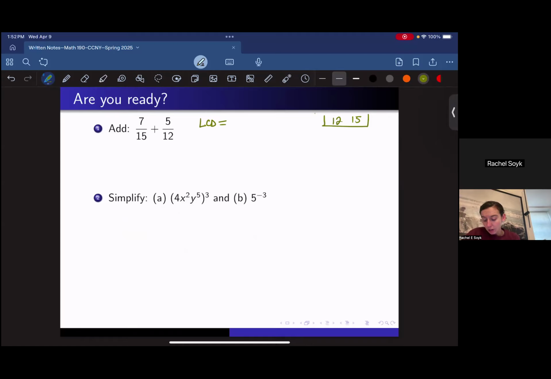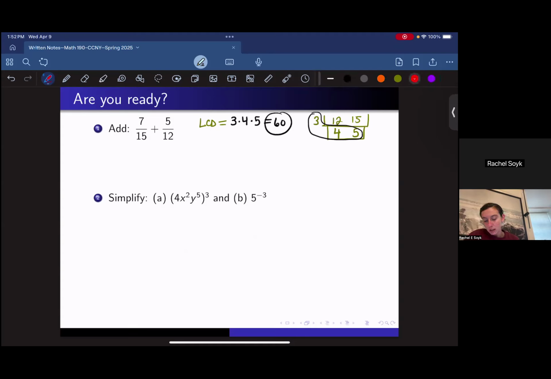And we know straight off the bat that 3 goes into both of these numbers. 3 goes into 12 4 times, 15 5 times. And 4 and 5 are relatively prime, so we take the product of that little boot, 3 times 4 times 5, which gives us 12 times 5, which is simply 60, our LCD.